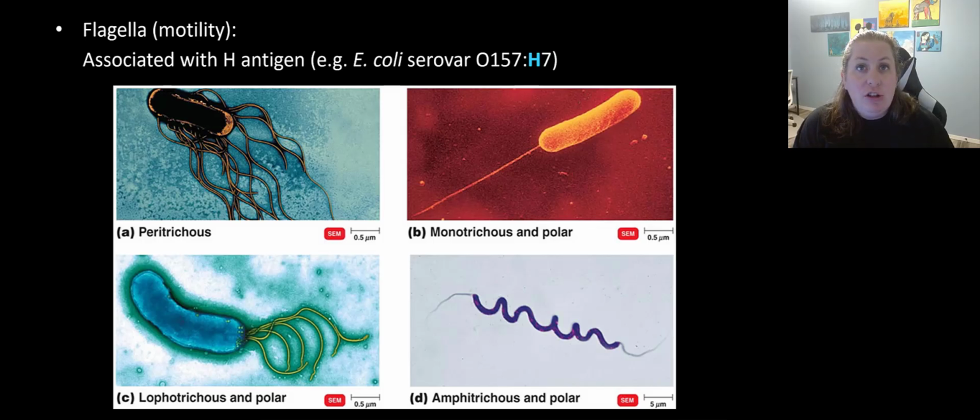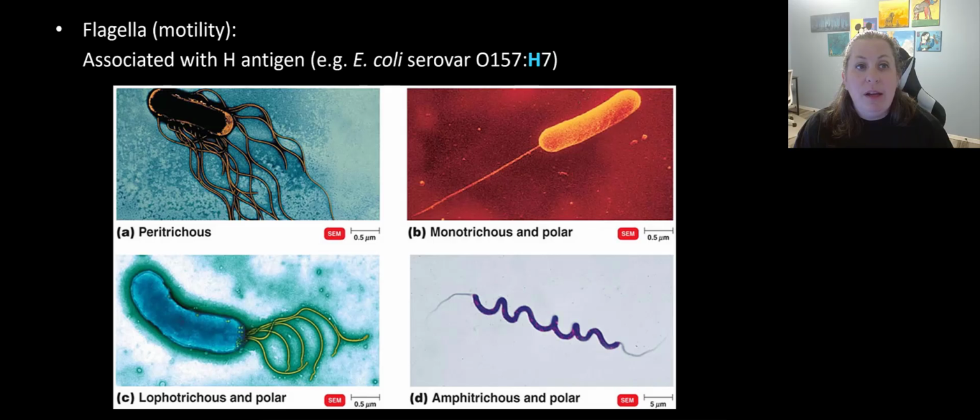The next structure that's found outside of the cell wall in a bacterium is the flagella. Flagella are used for motility, for movement. And we do see that it is associated specifically with what we call an H antigen. So if you see some sort of marker on a bacterium where it has this H and then a number, a lot of times it's referring to that antigen. And this is what's going to elicit, again, a response from your immune system.